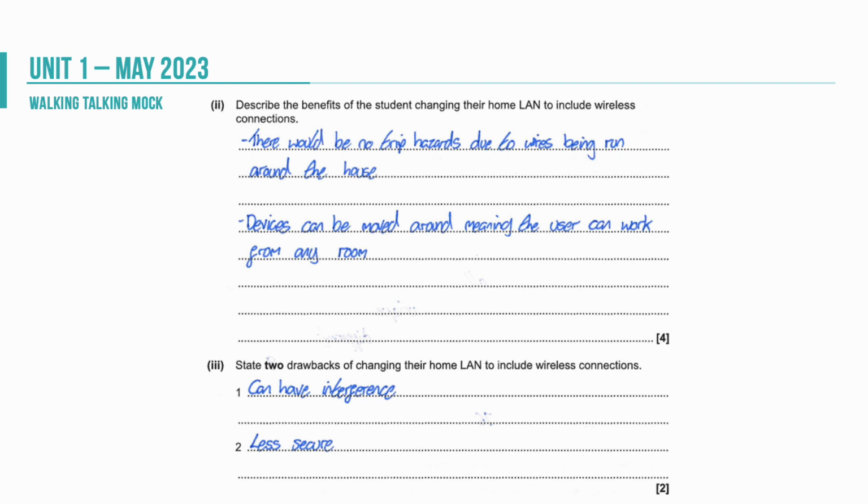If that were a 4-mark question, I'd need to be saying can have interference, and this means that your internet might cut out during a meeting. Or less secure, and that means that your internet banking might be hacked. But it's not. It's a 2-mark question with the key command word state. Okay, so within that, I just need to make my 2 points.